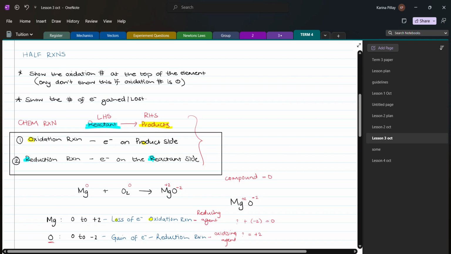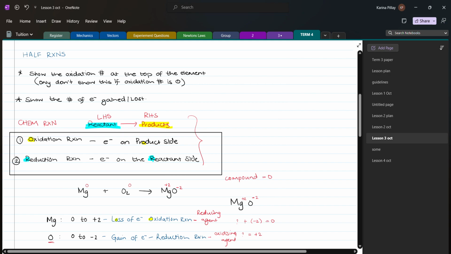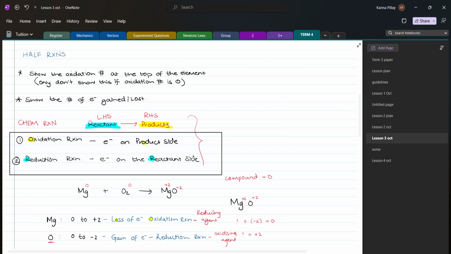Then we started talking about half reactions. Now, in half reactions, a quick overview of what we spoke about, some of the general rules here, is that we show the oxidation number at the top of every element. We only will not show the oxidation number if that number is 0, okay? And this is specifically when we're trying to write a half reaction. Next thing is we want to show the number of electrons that have been gained or lost, right?